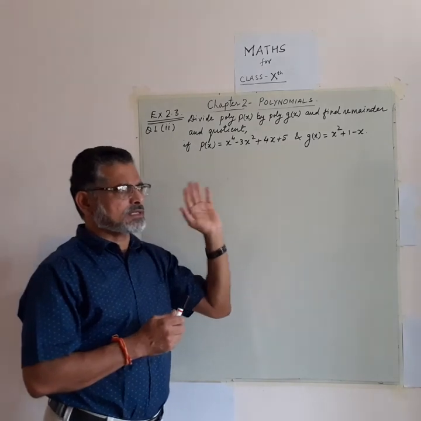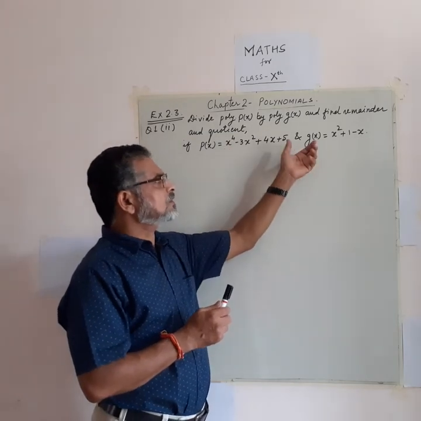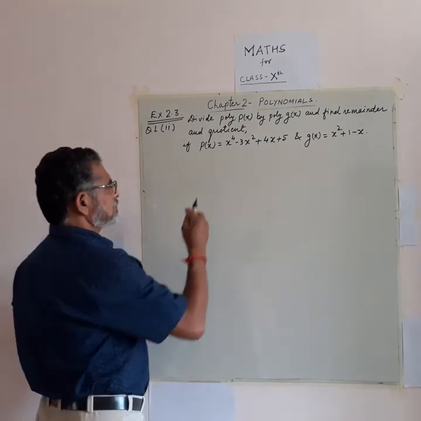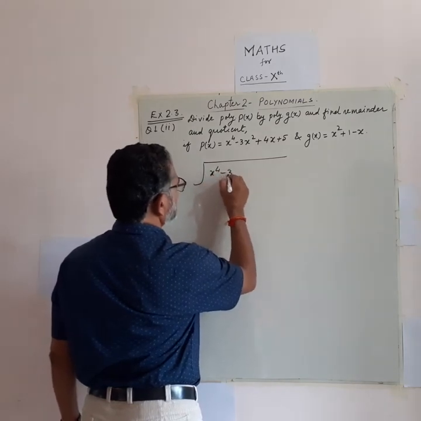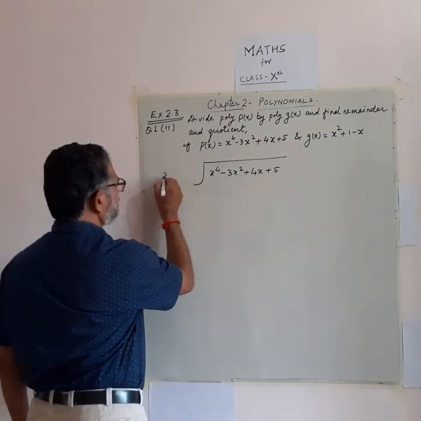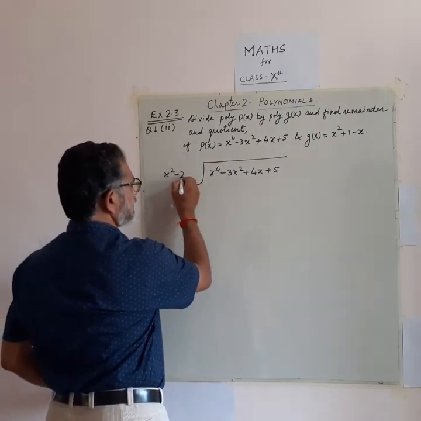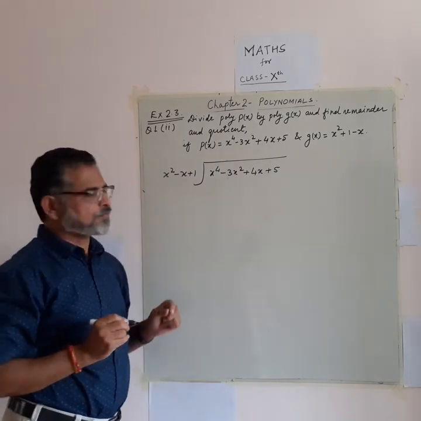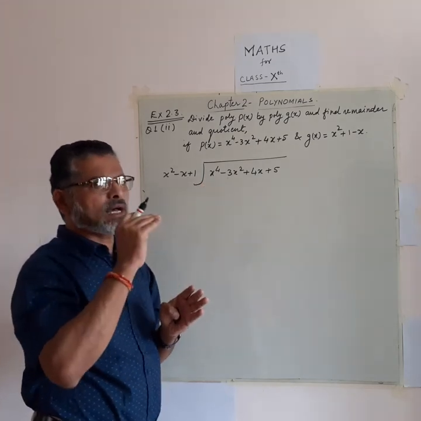So before starting the division, we check the degree of the dividend p(x) and g(x). Definitely the degree of g(x) is smaller than the degree of p(x). So we divide it. First we write p(x), x raised to 4 minus 3x square plus 4x plus 5, divided by x square plus 1 minus x. So we change its order, writing in standard form: x square minus x plus 1. Now in the division of polynomials, we eliminate the highest degree term.